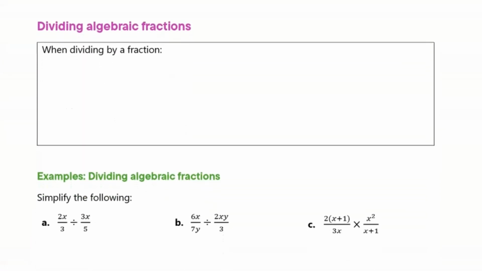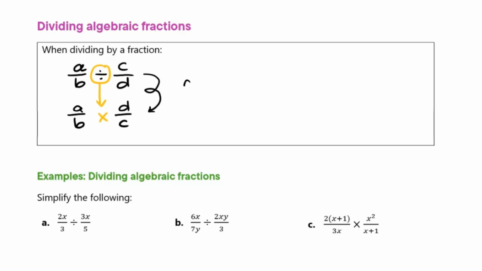Okay. Dividing algebraic fractions. We need to remember what we do when we divide by a fraction. So if I had a over b, for example, divided by c over d, when we're dividing by a fraction, this division sign is going to become multiplication. I'm just going to write out that first fraction again. And we flip this second fraction, so that becomes d over c. So we flip. When we're talking about a flipped fraction, this is properly called the reciprocal.